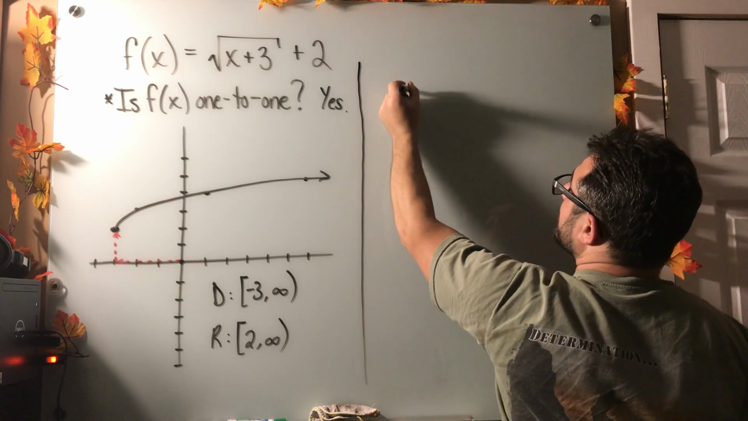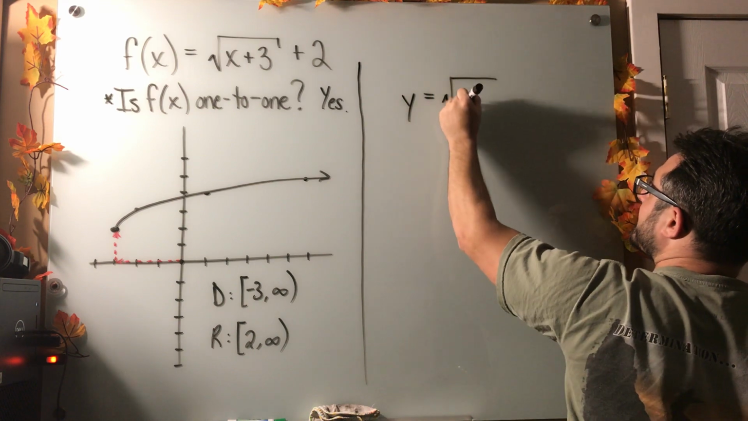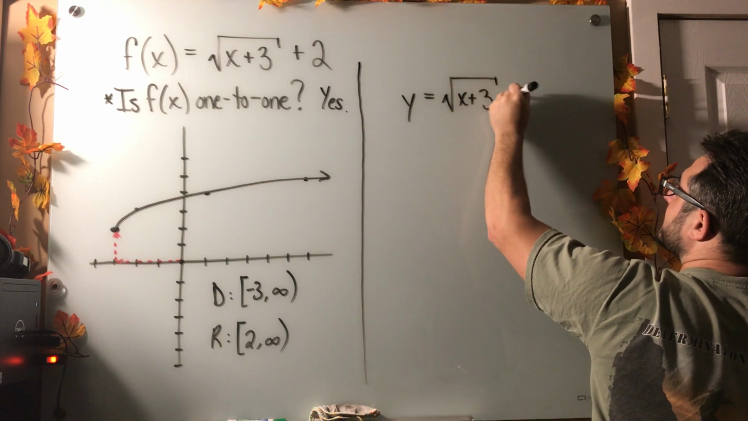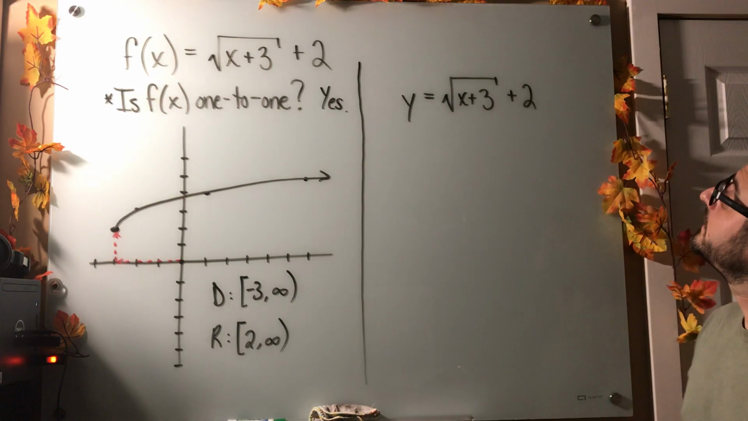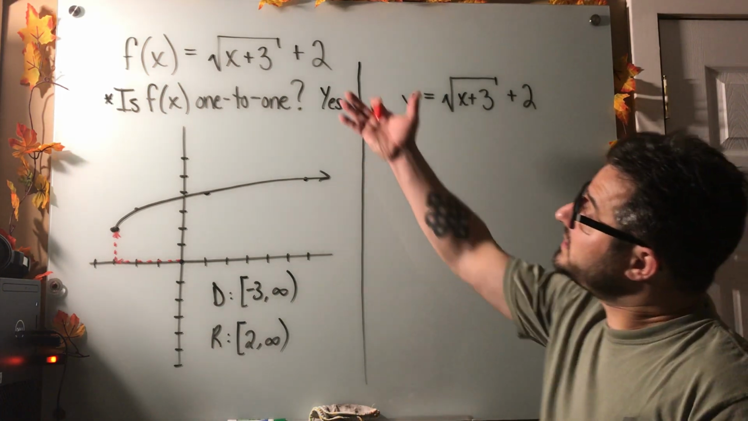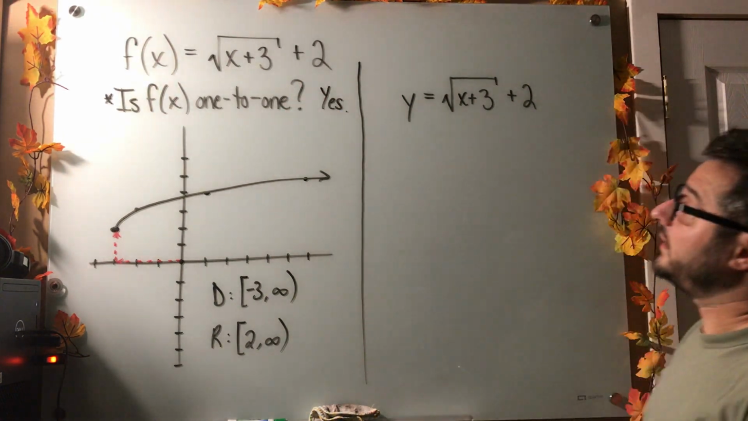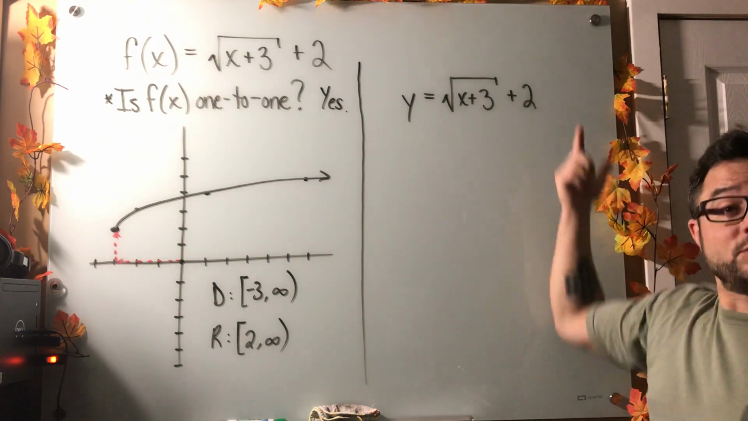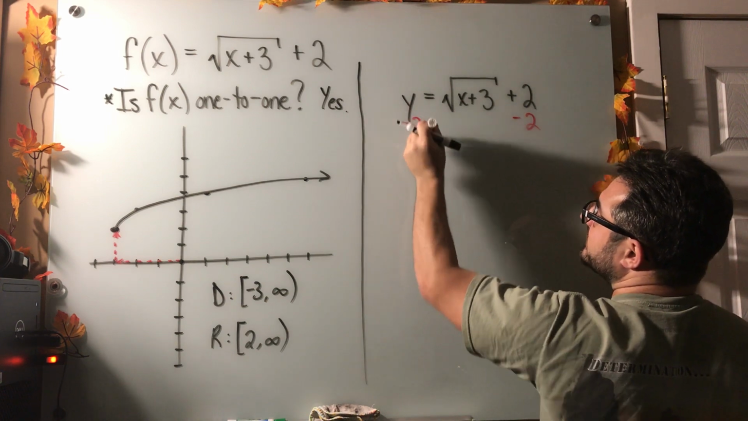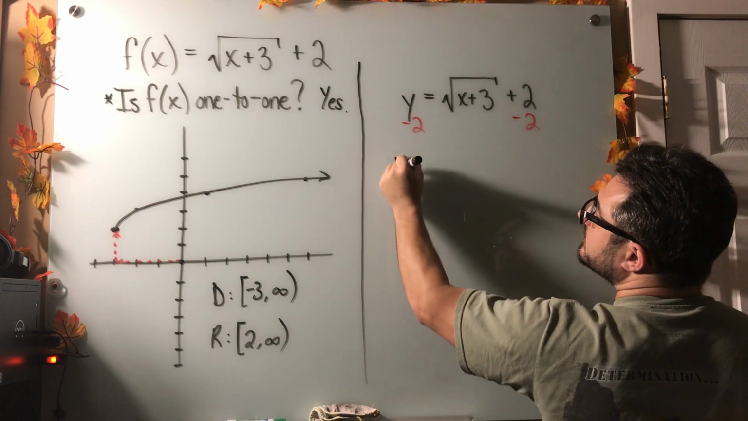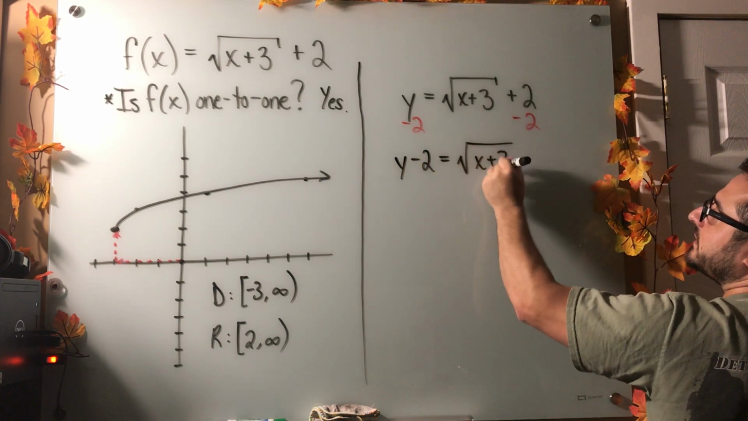So, as before, we start with replacing f of x with y. And then we solve for x in terms of y. So working backwards, and again, one of the advantages of going through the transformations is it makes us aware of the order of the operations in the function. So now we know the reverse order. We take the last operation that occurred and undo that first. y minus 2 is equal to radical x plus 3.